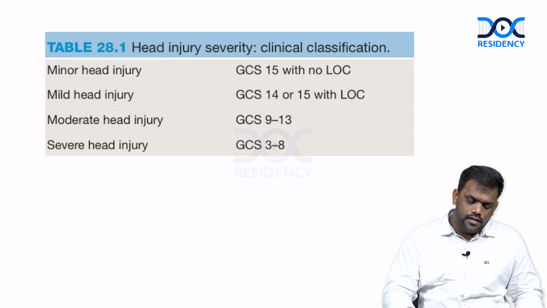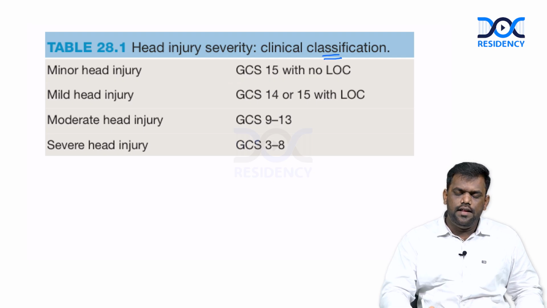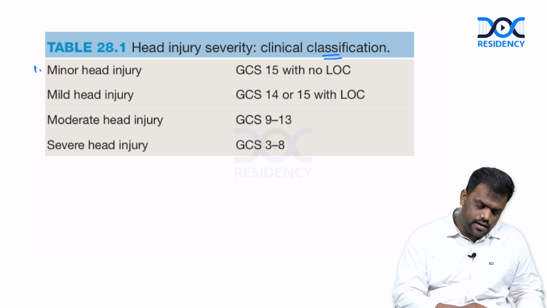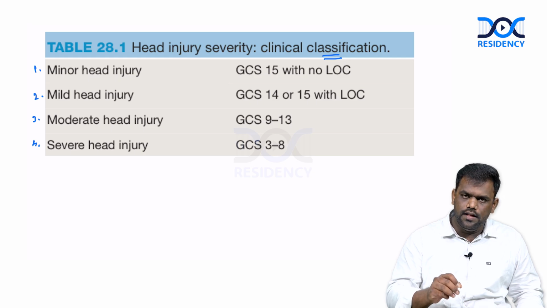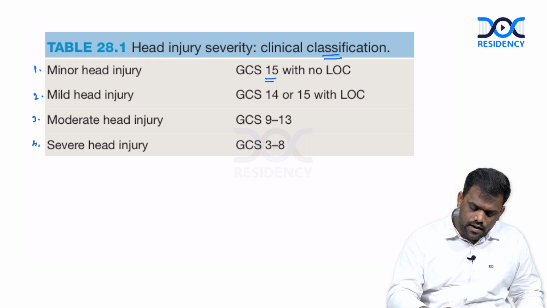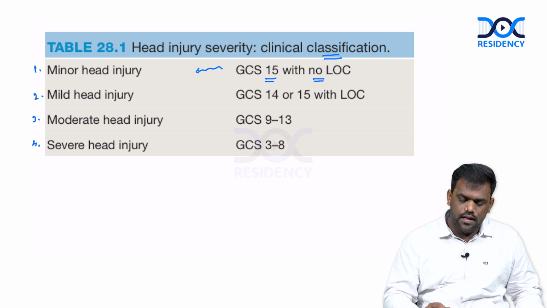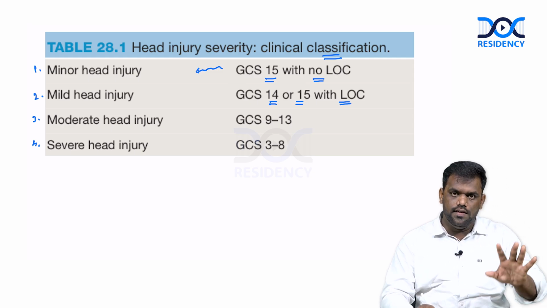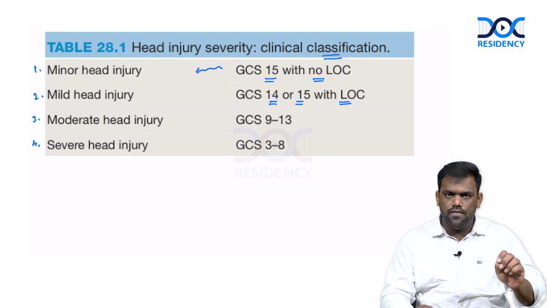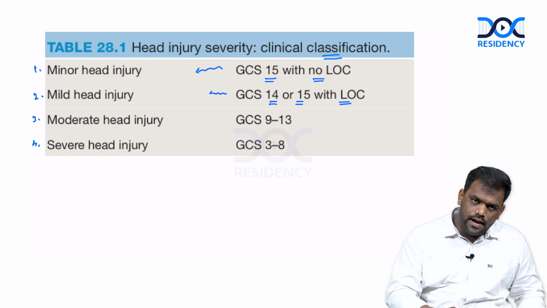First, head injury classification. The head injury is classified into 4 grades. Number 1 is minor, number 2 is mild, number 3 is moderate, number 4 is severe head injury. What is minor head injury? When the GCS of the patient is 15 with no LOC, it is called minor head injury. Whenever the GCS is 14 or 15 with LOC, where the patient had loss of consciousness, with GCS 14 or 15, this is called mild head injury.